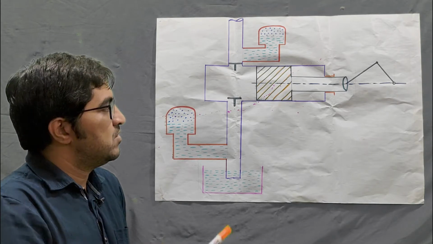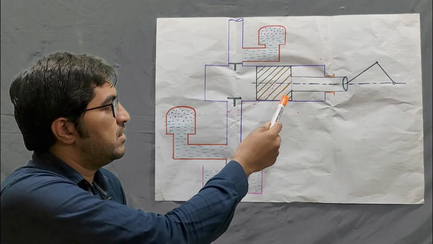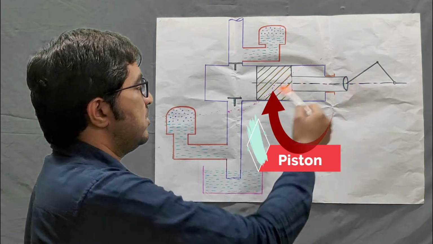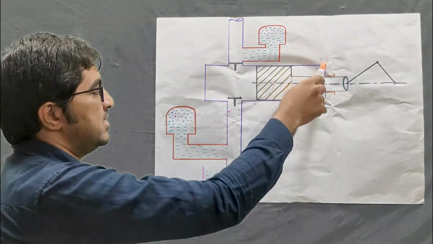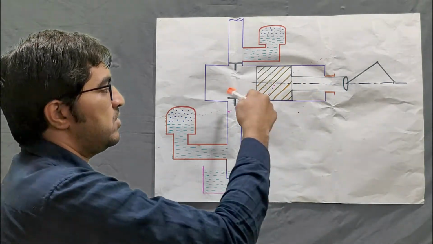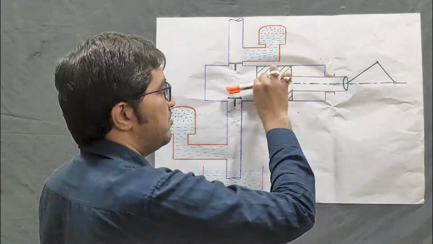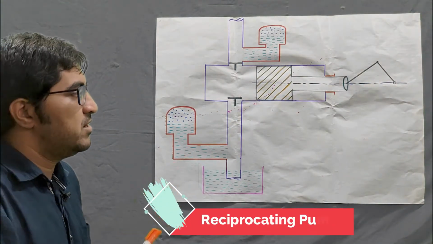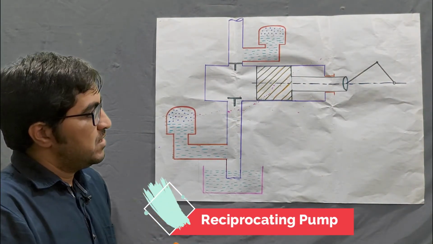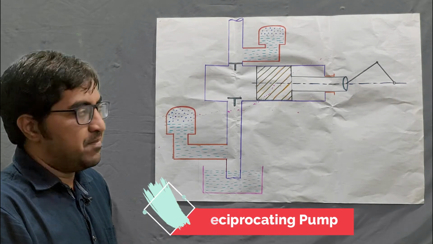Okay, this is a piston. It is connected with the connecting rod, and it will slide inside the cylinder. This motion is called reciprocating motion, to and fro motion. So it is called a reciprocating pump, and it is a positive displacement pump.